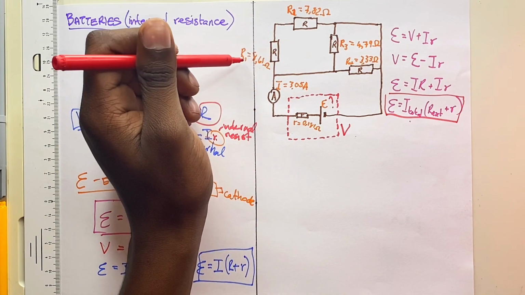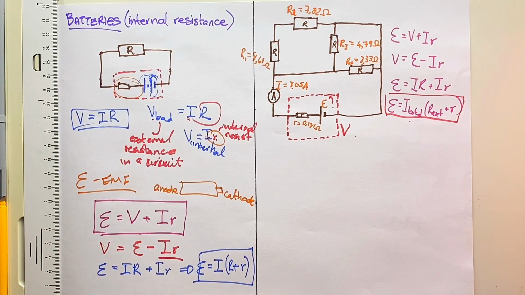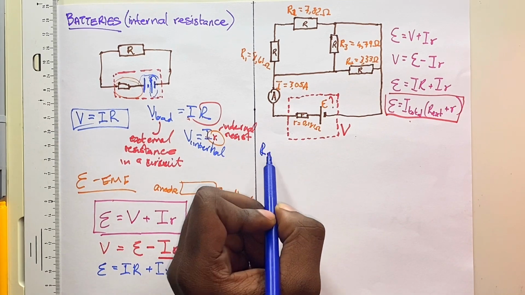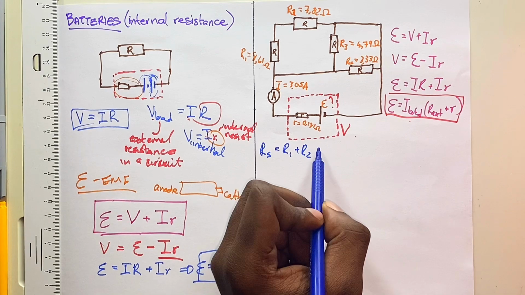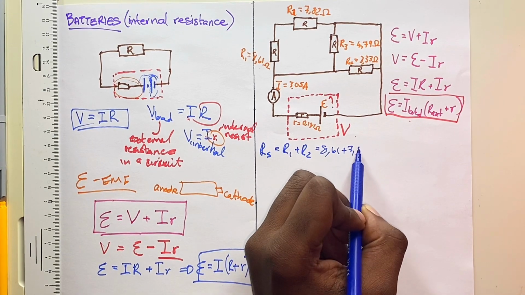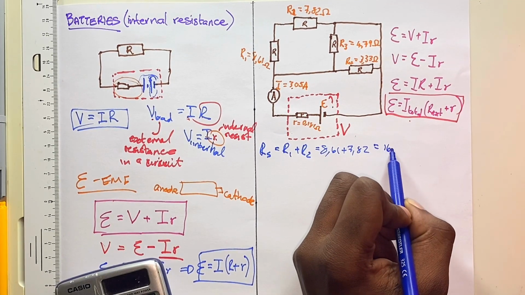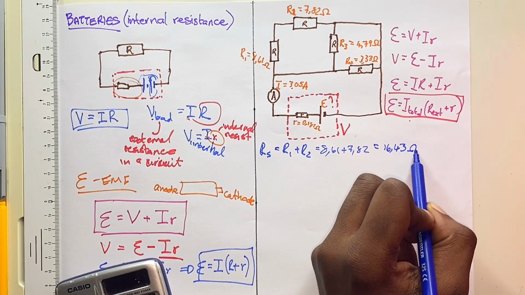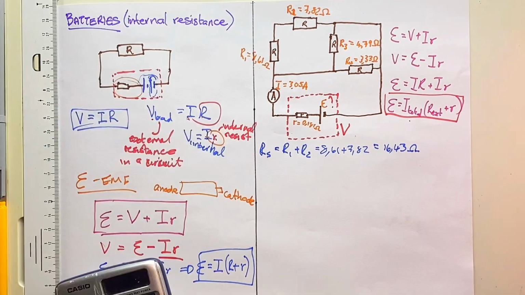Now, I can see that resistor 1 and resistor 2 are connected in series. So I will begin with those and then add them together. My total resistance in series will be given by resistor 1 plus resistor 2. Now, that is 8.61 plus 7.82, which will give me 16.43 ohms of resistance. That is only resistor 1 and resistor 2, the ones that are in series.